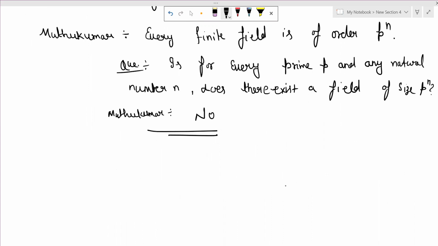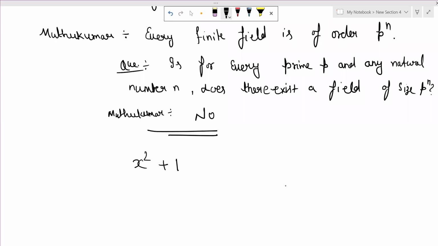So this approach will not work. Okay, let me give you a polynomial. This is the polynomial x square plus 1. 1 plus 1 will be 2, and that is 0 in this field.